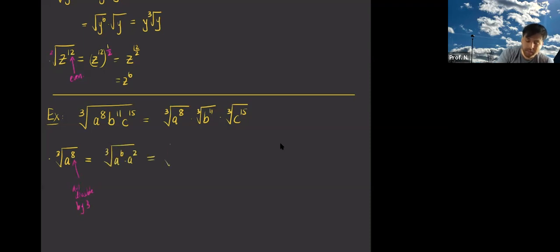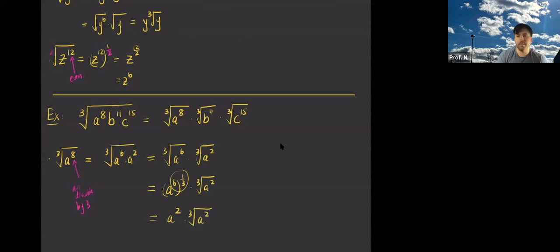So I can rewrite this as the cube root of a to the 6th times the cube root of a squared. Now, what's the cube root of a to the 6th? I can write this as a to the 6th raised to the 1/3 power. And I get a squared because 6 times 1/3 is 2. So a squared times the cube root of a squared.